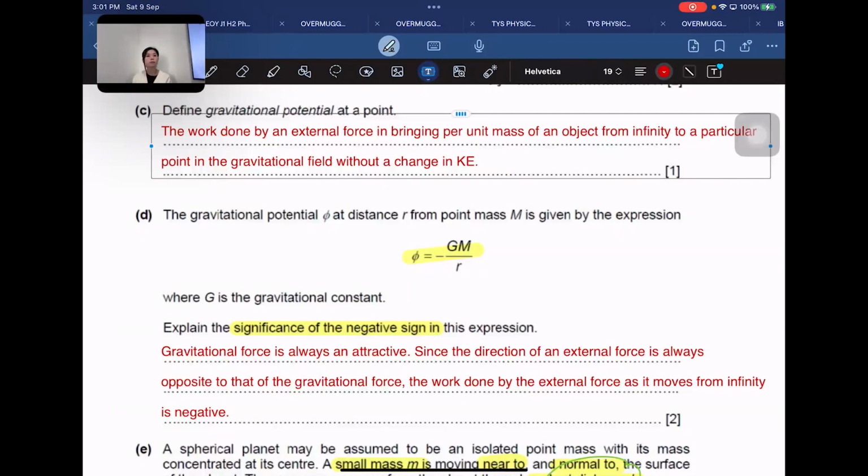Wait, sorry. How is it opposite? How is it opposite again? The external force is gravitational force. Let's say this is your planet. The gravitational force is in this direction, right? The external force is always acting in this direction.